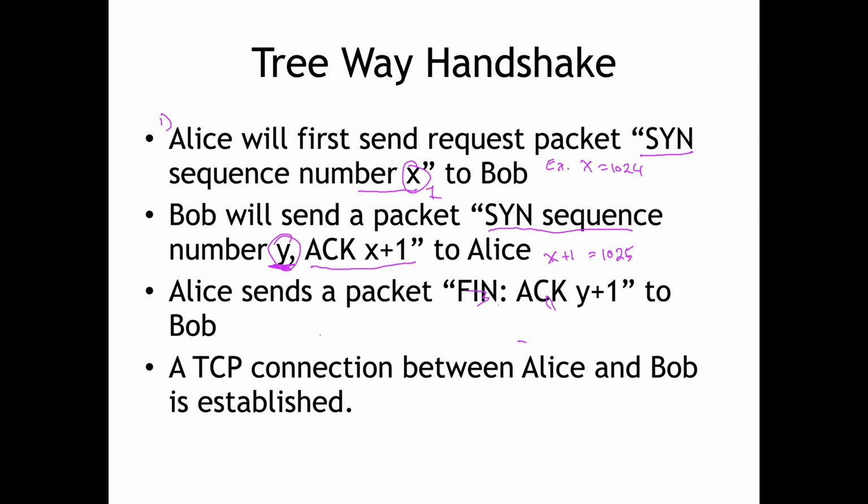Alice sends back a finish packet with Y plus 1. So Bob has sent Y to Alice, and Alice responds with Y plus 1. So if this was 100, then Y plus 1 equals 101. Now in reality, the numbers are going to be bigger than this. This is highly simplified.